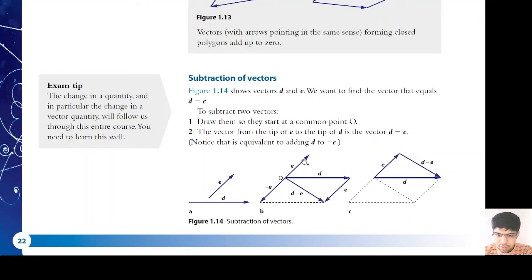These vectors denote different directions, and these two vectors are in the opposite direction, e and minus e. This is the equivalent way of taking the difference of d and e. You can look here, and we have an exam tip: the change in a quantity, and in particular the change in a vector quantity, will follow us through this entire course. You need to learn this well.